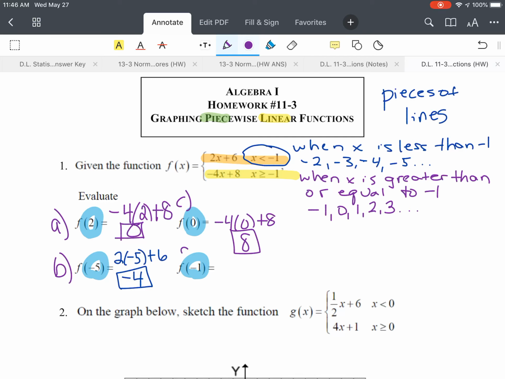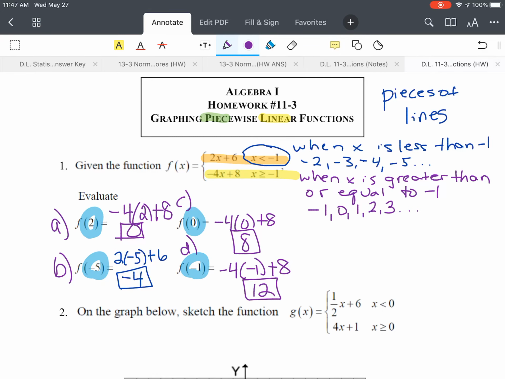Okay. And then let's look at this last one. We'll call that D, f of -1. This might be the trickiest one. Is -1 less than -1 or is -1 greater than or equal to -1? It's going to be the one that's greater than or equal to -1. So we're again going to use the yellow. So -4 times -1 plus 8. And again, put it into your calculator and we get 12. Okay, excellent.